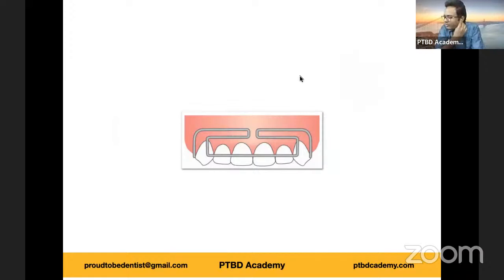Now let's see how many of you are going to identify this complex shaped appliance design. Does it resemble any letter to you? M-shaped letter? Let's see how many of you are able to correlate. You can find a labial bow, but it is being crisscrossed and extended, right? So it's called an extended labial bow.